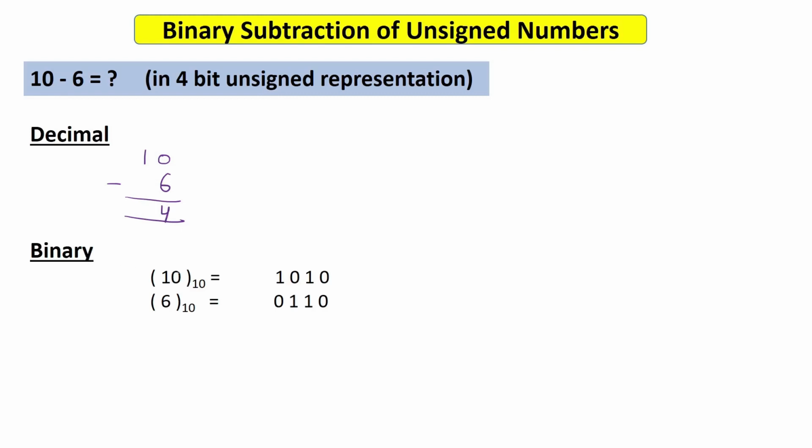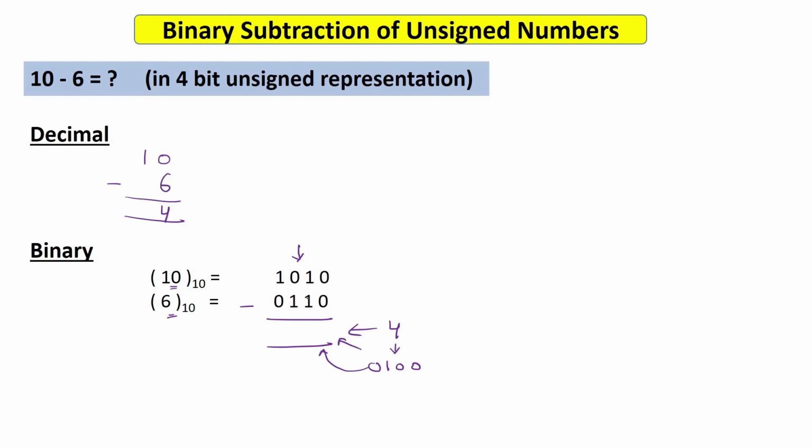In a similar way, if we represent this 10 and 6 in binary numbers, then how can we subtract these binary unsigned numbers? And we should also get 4 as the answer after we subtract 1010 minus 0110. So what is 4 in binary? It is 0100 in 4 bits. So that means you should get 0100 here after subtracting these two numbers.